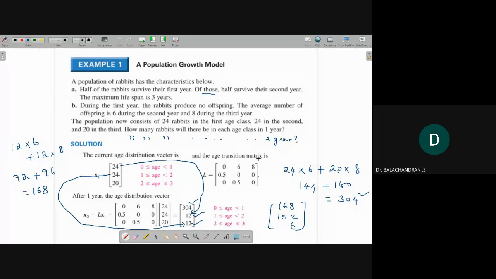Next, here P1, P2. P1 is half of the rabbits survive their first year. P1 and P2 are probabilities, so they lie between 0 and 1. Half of the rabbits survive their first year, so you should put 0.5. Of those, half survive the second year. So here also you can put 0.5. Don't put 0.25. If you put 0.25, it is wrong. You should take this as a whole and then find out.